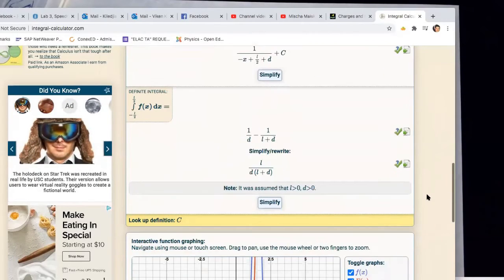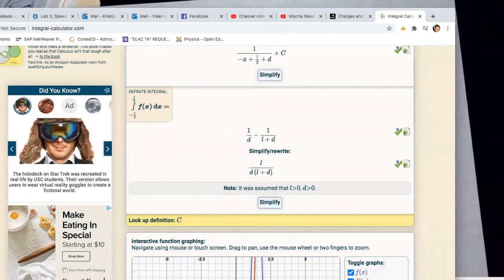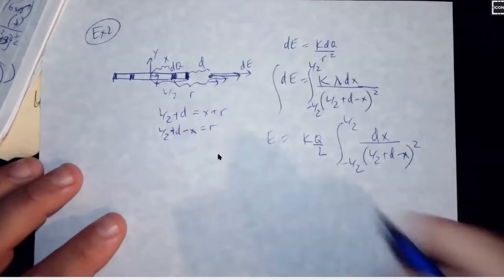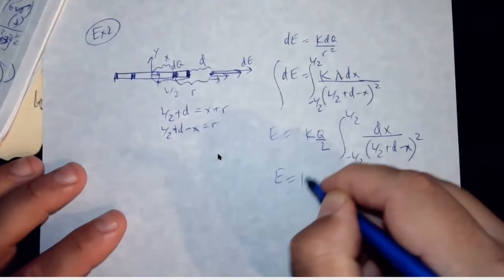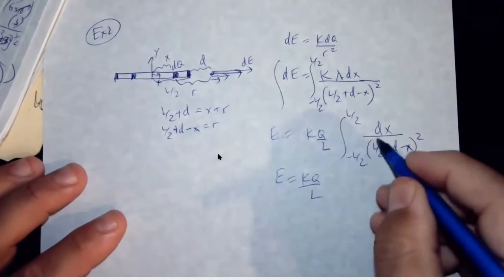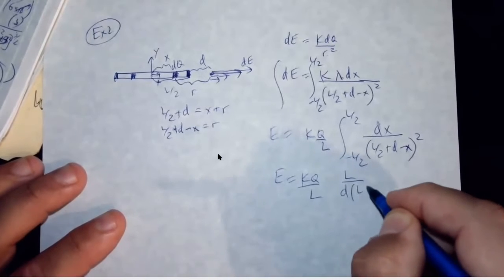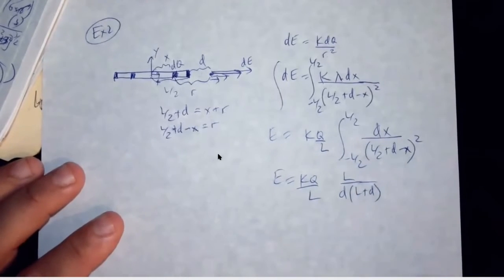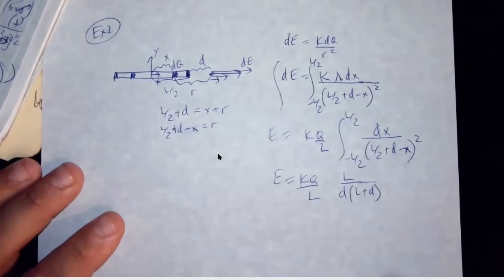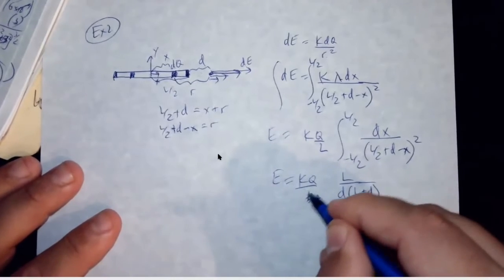Okay, that's the answer. It's L over D, L plus D. It came out pretty easy looking. So then it's just the L cancels the L.